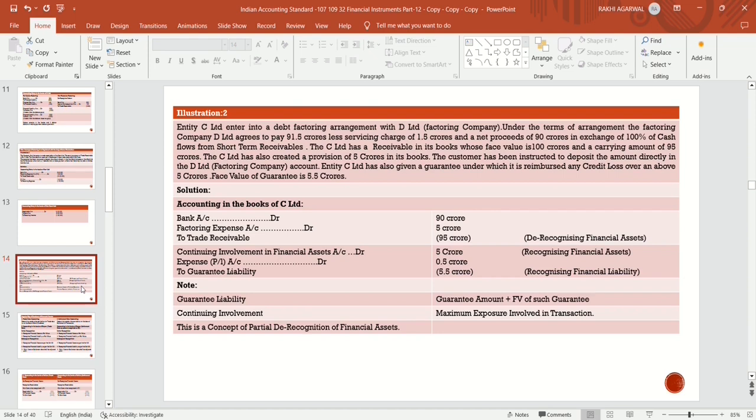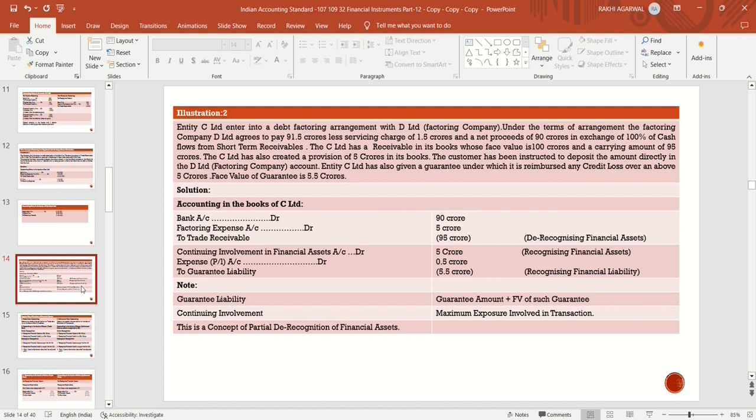So accounting entry in the books of C Limited. Firstly, he has received 90 crores from the factoring company and given a trade receivable of 95 crores, and the balancing figure is to be treated as a factoring expense. So bank account debit by 90 crores, factoring expense account debit by 5 crores, to trade receivable 95 crores. He has derecognized that trade receivable or financial asset from his books.